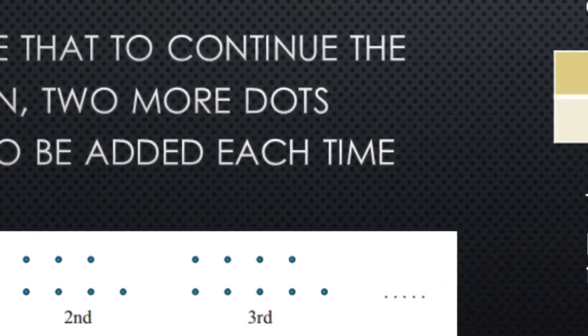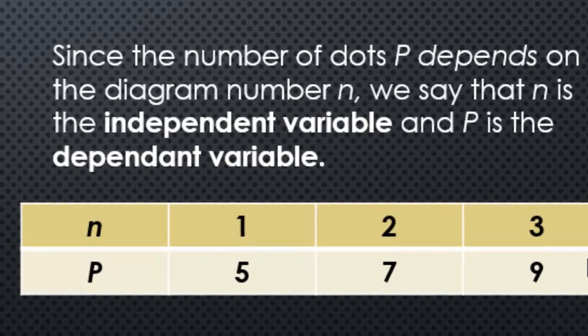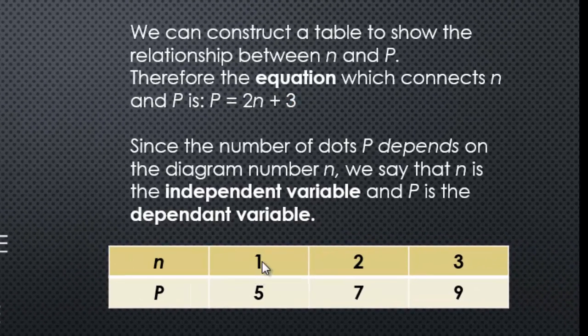If we construct a table, an input-output table, where n is our number pattern, so 1, 2, and 3, and the number of dots in each of those patterns is p, 5, 7, and 9, we can create an equation where p equals 2n plus 3. So 2n here would be 2, plus 3 would be 5. 2n here would be 4, plus 3 is 7. 2n here would be 6, plus 3 is 9.